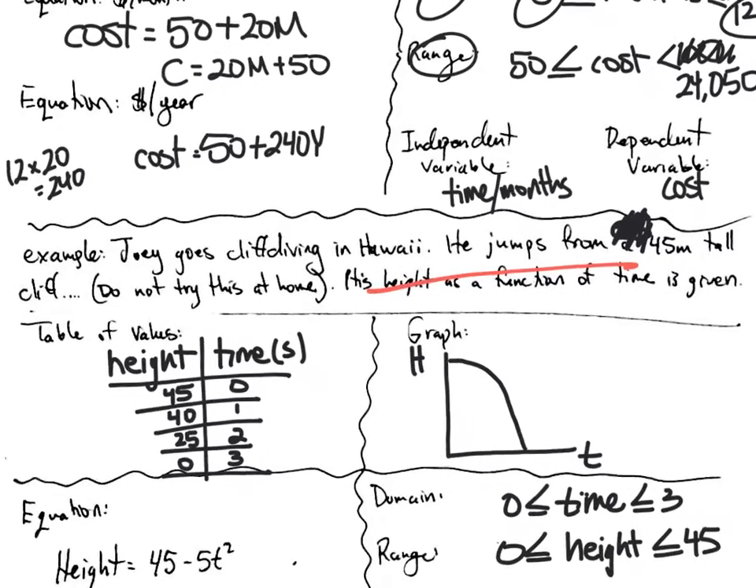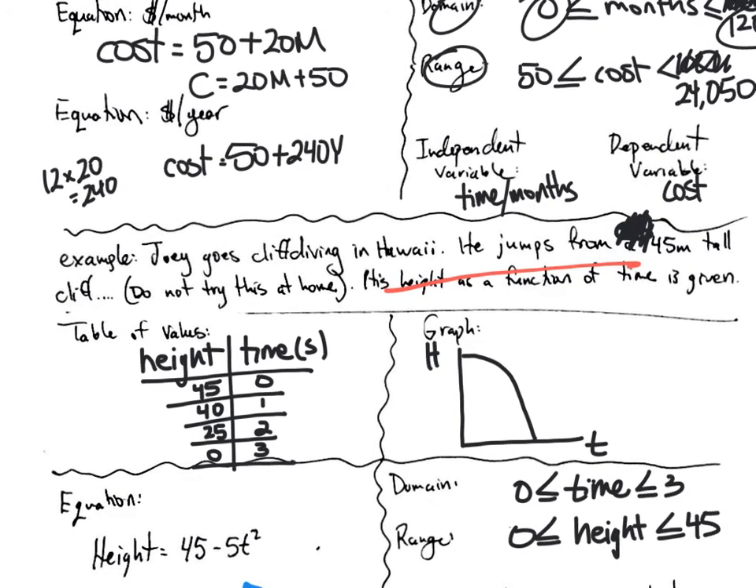Okay, so next, Joey wants to show off his muscles, so he goes to Hawaii and he's cliff diving. And he jumps from a 45-meter tall cliff. That's pretty tall. You should not try this at home. Although, I don't know, maybe you live in Hawaii. His height as a function of time is given. So this equation is given here. And based on that, we're going to figure some stuff out.